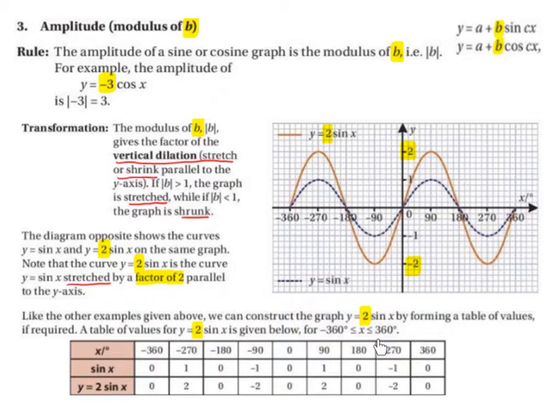So these are our x values, these are our sine of x values, and these are our y equals 2 sine of x values. So basically just take the sine of x value and multiply it by 2. 0 times 2 is 0, 1 times 2 is 2, 0 times 2 is 0, minus 1 times 2 is minus 2, and so on.